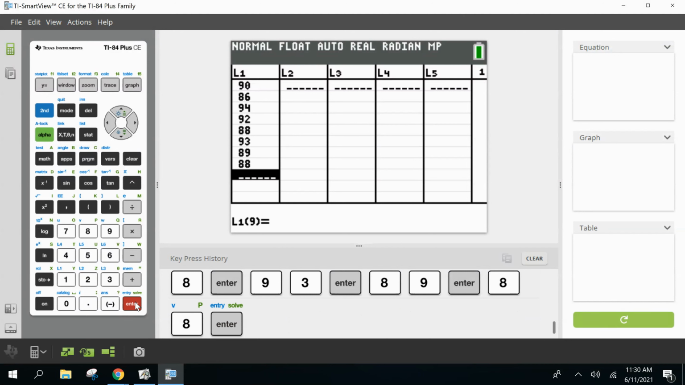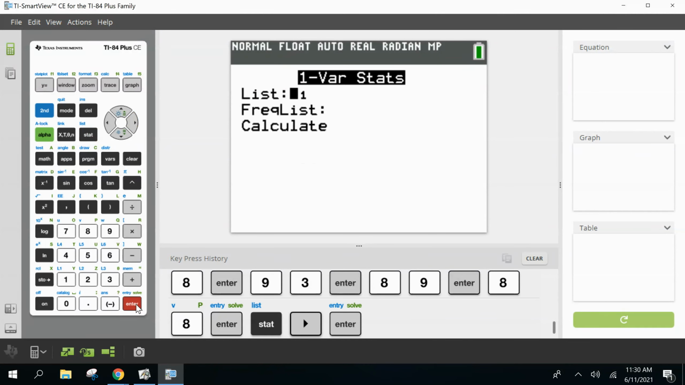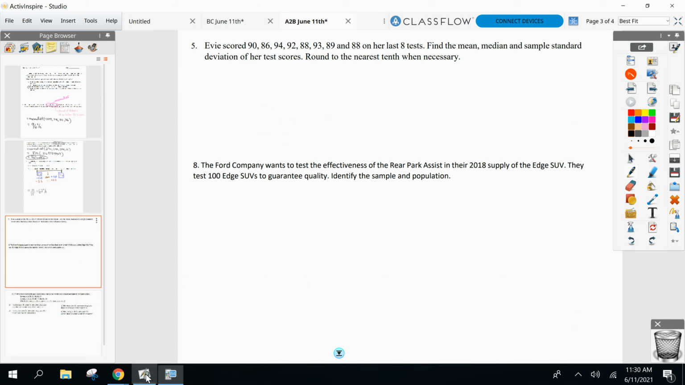All right, where do I find those values, Nick? I put them all in. Where do I find the values? Stat calc, one of our stats. Good. How many lists did I put it in? One. All right, so just make sure L1's in there. Let's calculate it. All right, Nick, you've got that screen in front of you.